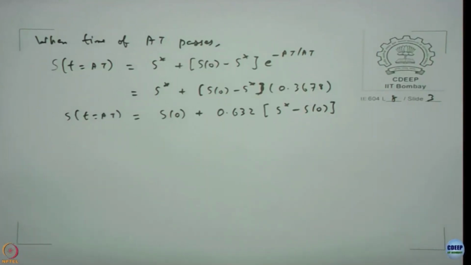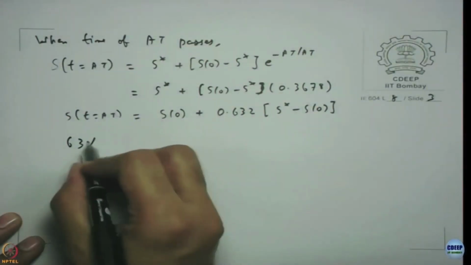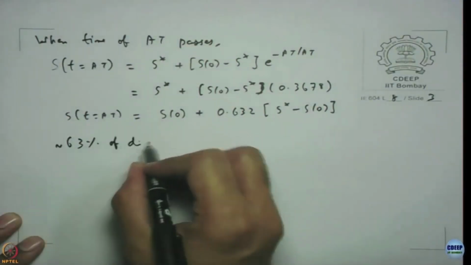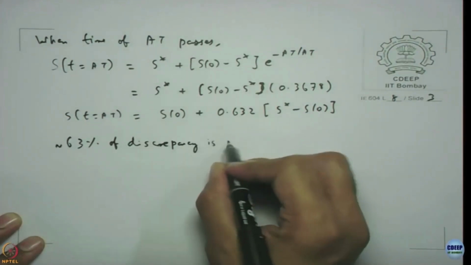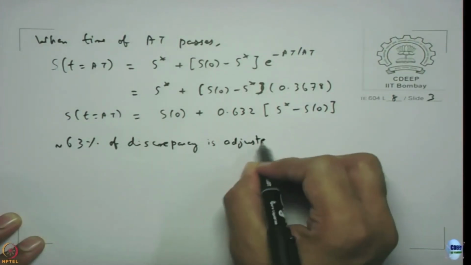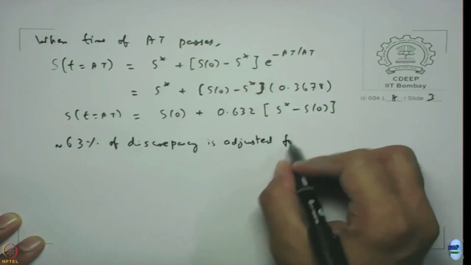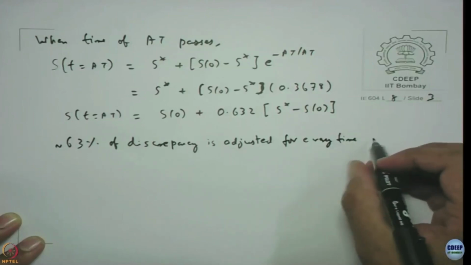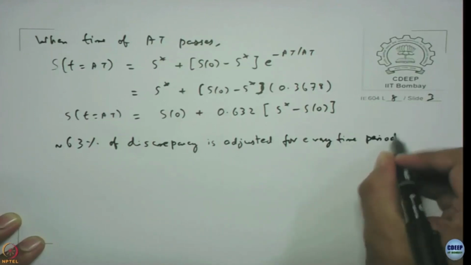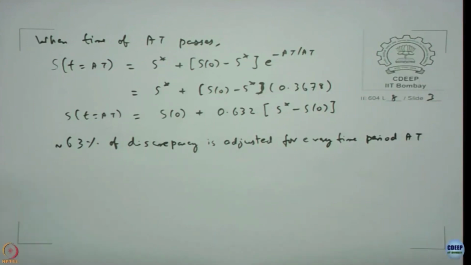Using a simulation, since the time step was 1, the resolution was not great. So, we took it about 60 to 65%, but if you reduce the time step, you can see that about 63% of the discrepancy is adjusted for every time period of 80. So, 60% discrepancy adjusted for every time period 80, right.